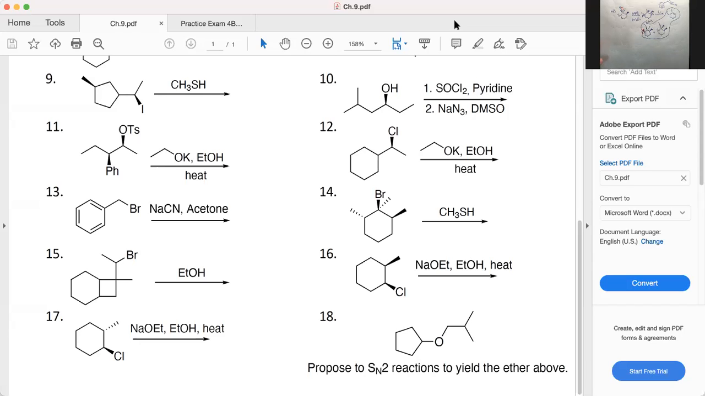Okay, that's that. So then in 15, we're going to have a pretty interesting problem. So if you guys are kind of dozing off, this is a good one to look into. So we have this kind of crazy structure and we're subjecting it to ethanol. So what's your reaction pathway? What do we think?